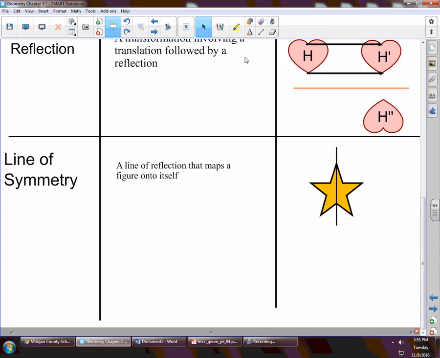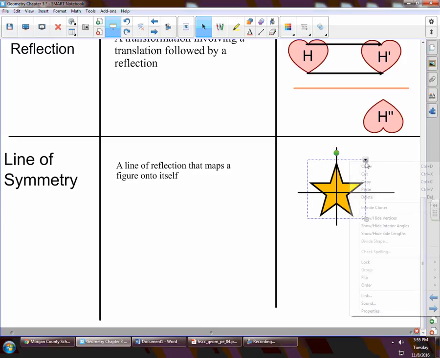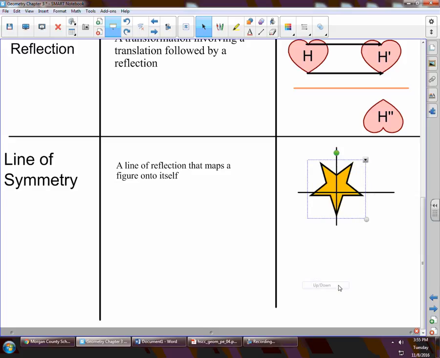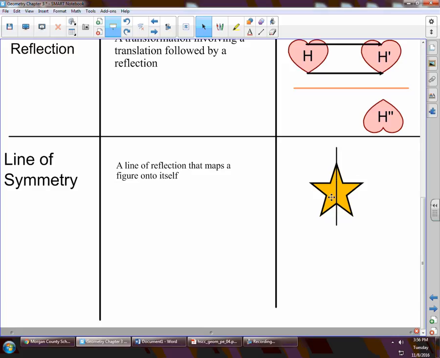However, if we do this with a line of symmetry and flip it up and down, let's see if that works. It does not. Notice how those are not the same shape. They're not mapping onto itself. So the line that is horizontal is actually not a line of symmetry because we can't do that. A line of symmetry is a reflection that maps it onto itself. When it's reflected, it has to go right back onto the exact pre-image of what it looked like.